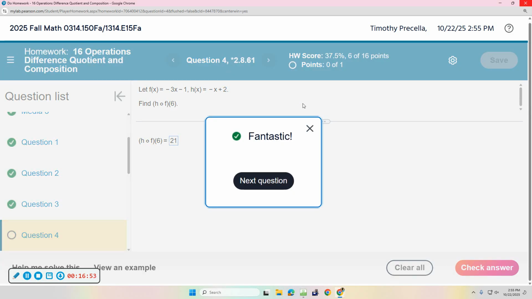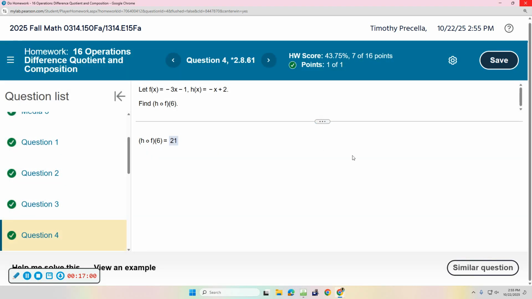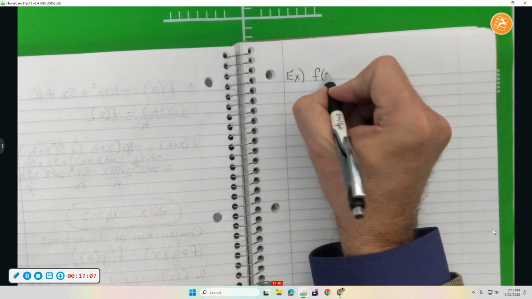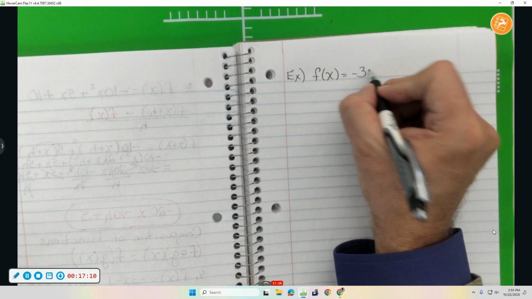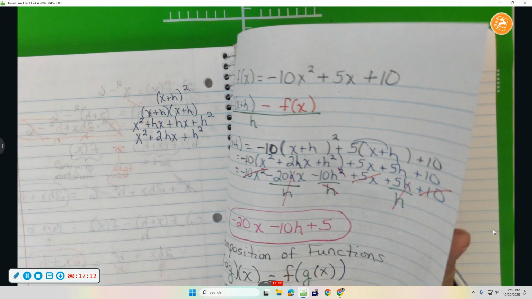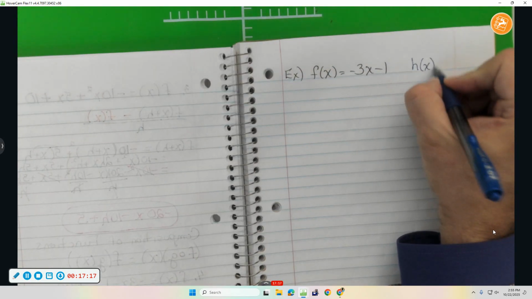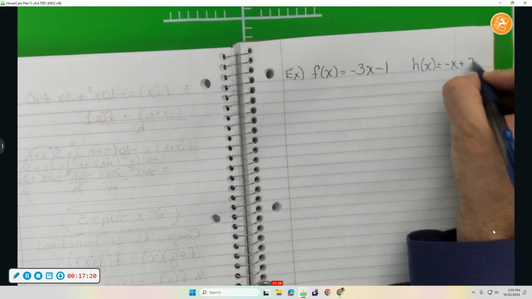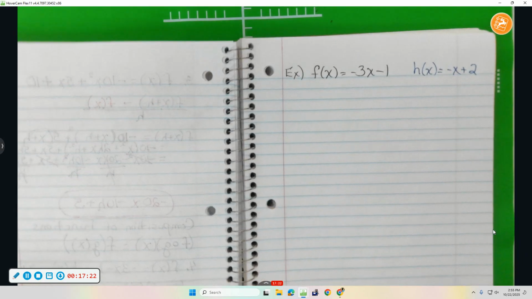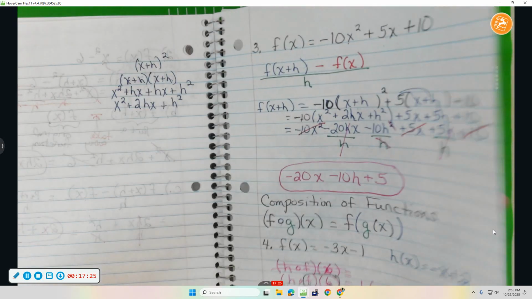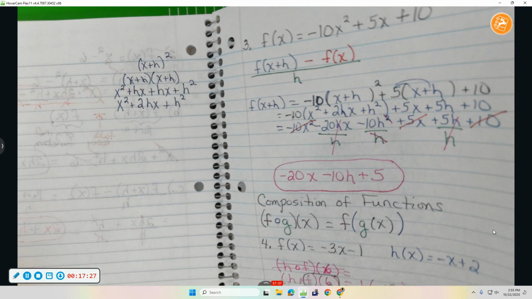Instead of doing that next problem, I'm going to stick with that same problem. F of x is negative 3x minus 1. I'm going to make up an example. And h of x is negative x plus 2. In problem 4, it said to find H composed with F of 6.